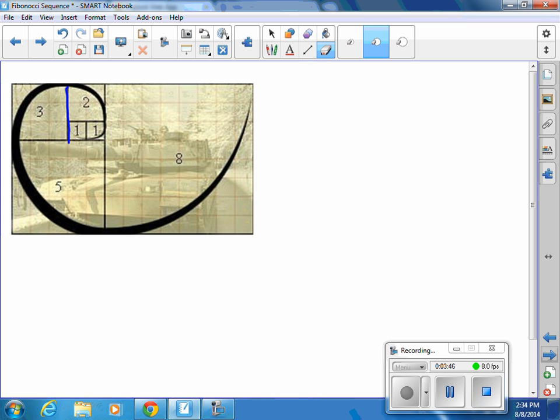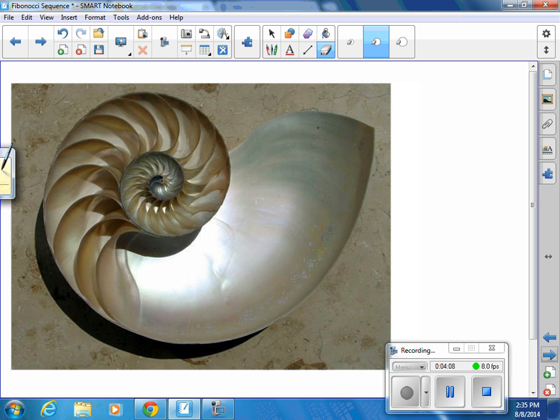Well, that same thing happens with the 3 plus the 2 is 5. The 5 plus the 3 is the 8. And then if I connect those squares from corner to corner with kind of a swooping fashion, they make a spiral that is similar to a shell. Some kinds of shells naturally grow this way.